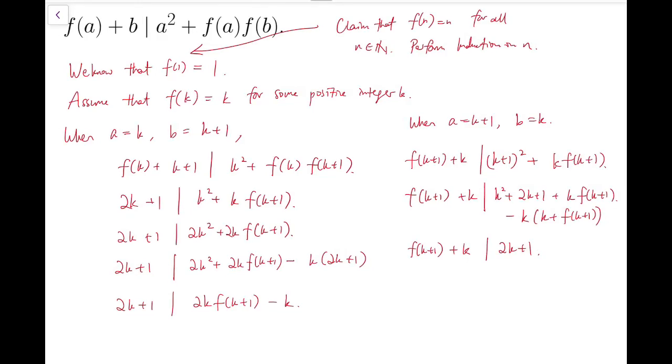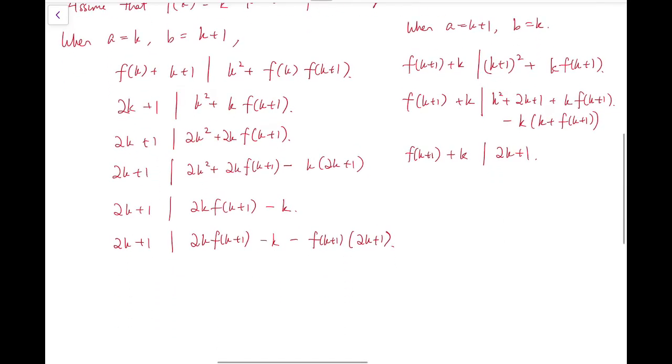I can also try to rewrite the first case, which is that when I replace a to be k and b to be k plus 1, I can further simplify and make it minus f of k plus 1 times 2k plus 1. Well, clearly a multiple, and I will have 2k plus 1 divides minus k minus f of k plus 1. And actually, I would achieve this.